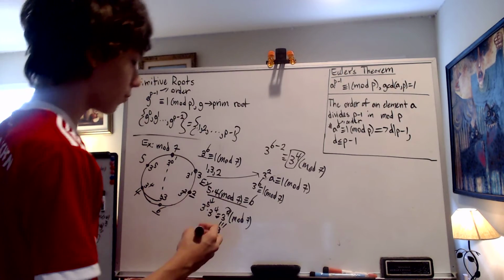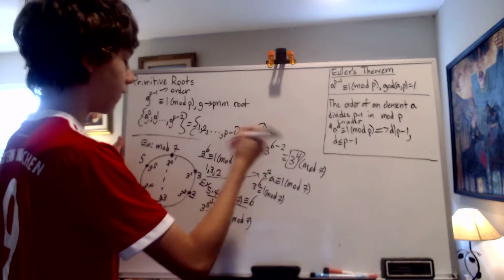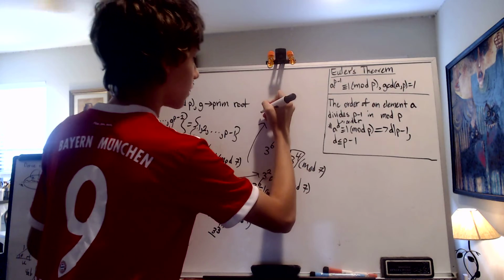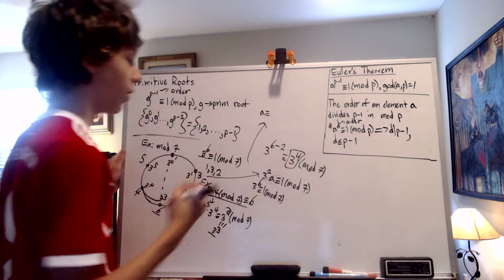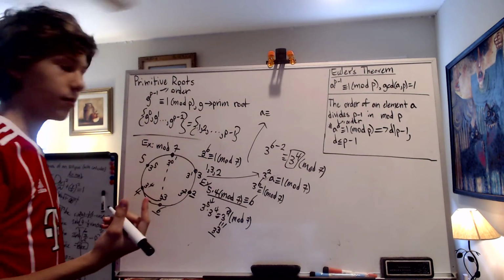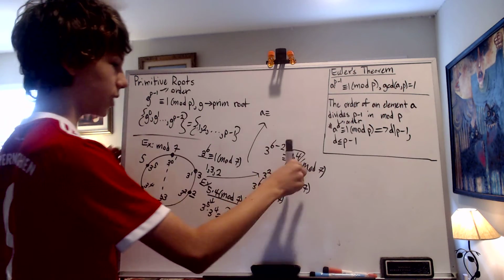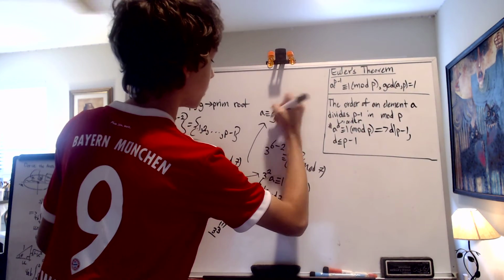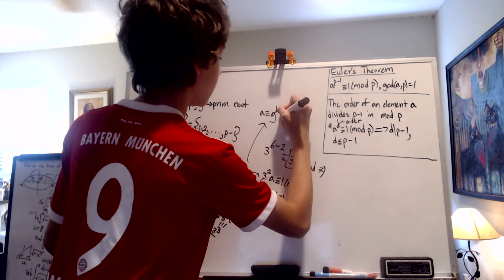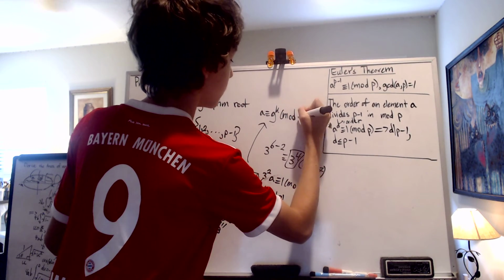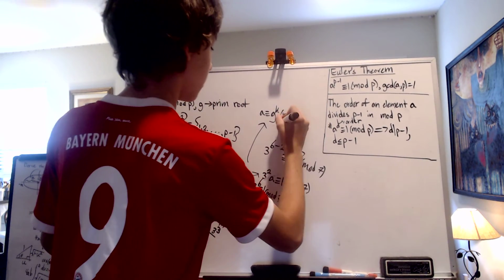Okay, well, in general, if we have some residue mod 7, call it a, we can clearly write it as a power of a primitive root mod 7. So we'll call it g to some k power mod p.